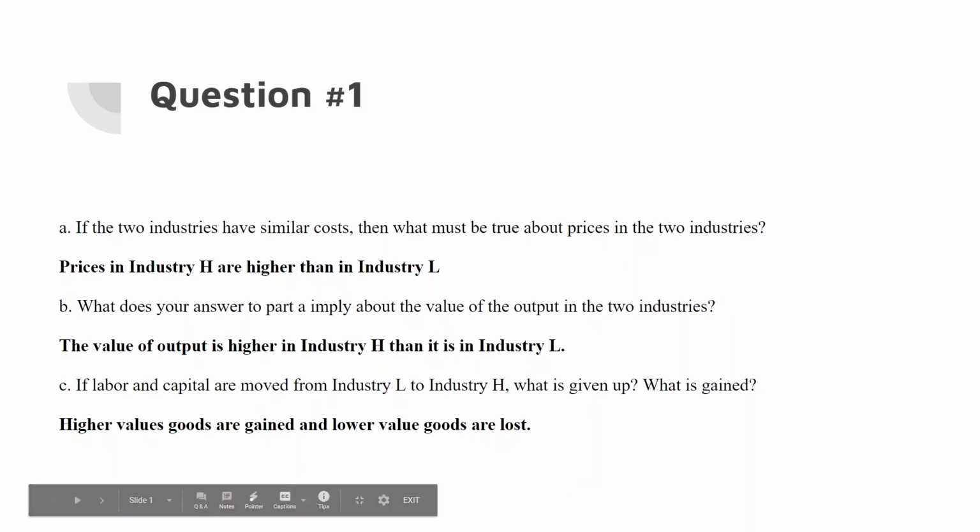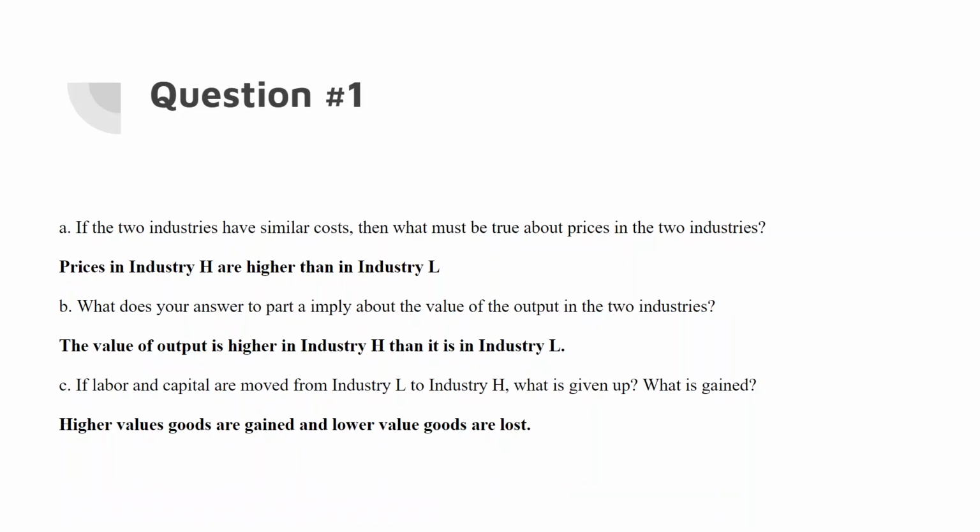So with question number one, in the situation of a high profit industry and a low profit industry, based on the situation, the prices in industry H are higher than in industry L. And then with part B, what that implies is that the value of output is higher in industry H than it is in industry L.